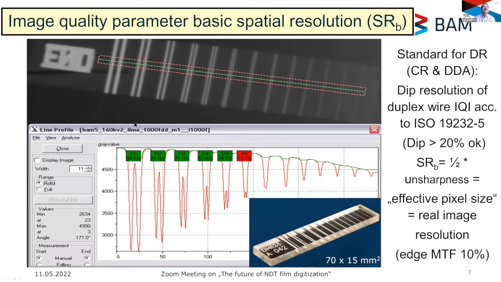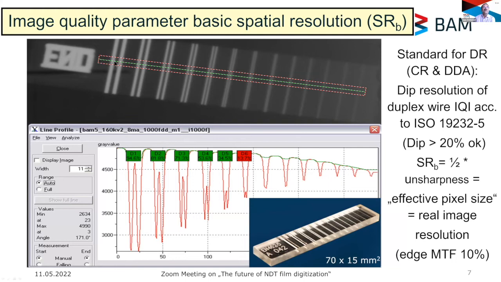And what is, for example, such a basic spatial resolution value here? You see, you have the image quality parameters. You have three: contrast, basic spatial resolution, and dynamic range. And the basic spatial resolution is nowadays measured by a duplex wire. And here you see an image in blue. This is a piece of plastic of a size 70 by 15 millimeter, and it has platinum wires inside of different diameters and different distances. The distance is identical to the diameter. And if you make now a radiographic image of such an IQI, this is shown here at the top in grayscale, then you see here the two duplex wires and the gap in between.